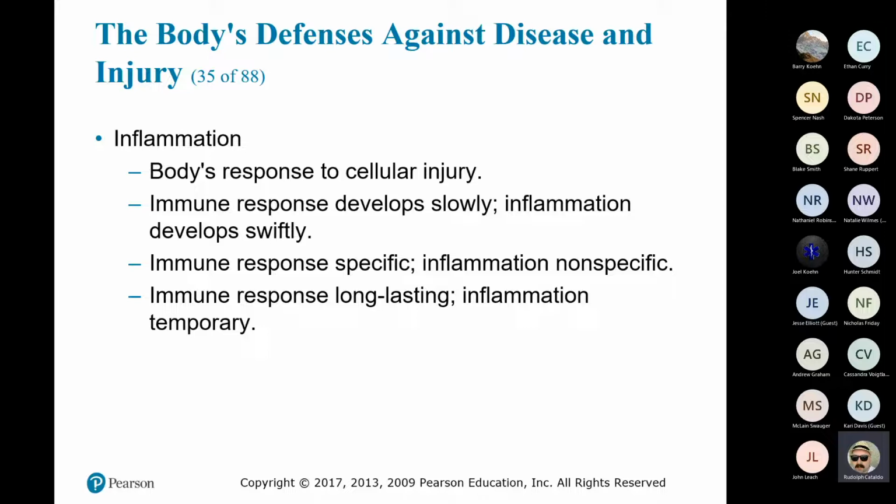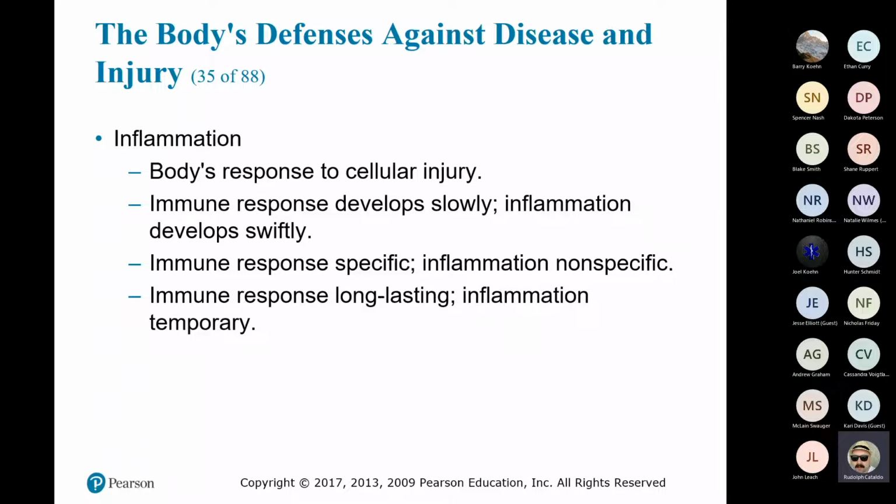That's just generalized. It's not looking for something specific. It just knows there is a foreign invader and it's trying to attack it. It's just not sure what it is yet. Again, specific means it targets something specific, such as an allergen or an allergy that we know of. Non-specific is where it's attacking something that it isn't sure of what it is at that point.